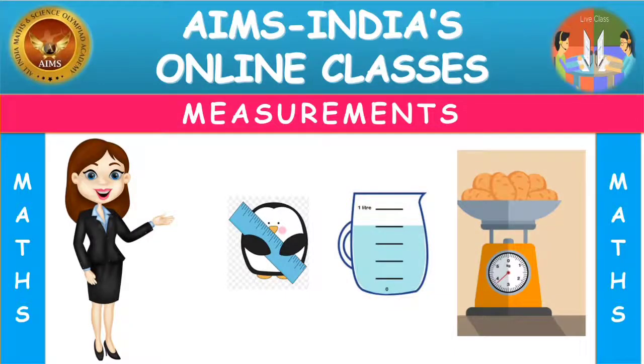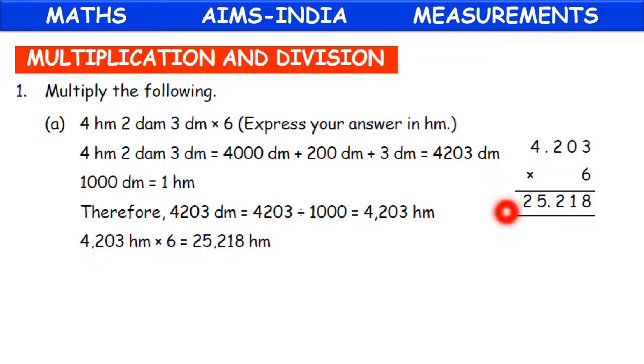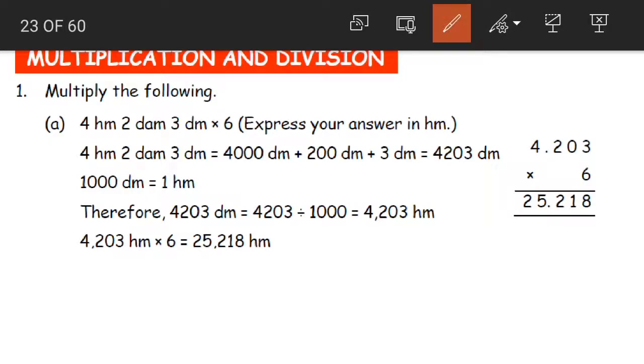So in today's class we are going to learn about multiplication and division of different units of measurement. First, let us look at the question. Multiply the following. What do we have in the question, children? 4 hectometers, 2 decameters, 3 decimeters multiplied by 6. And what should we do? The final answer should be written in hectometers.